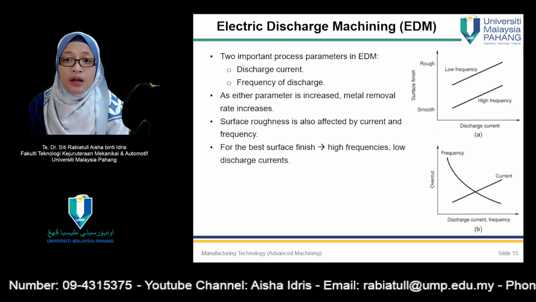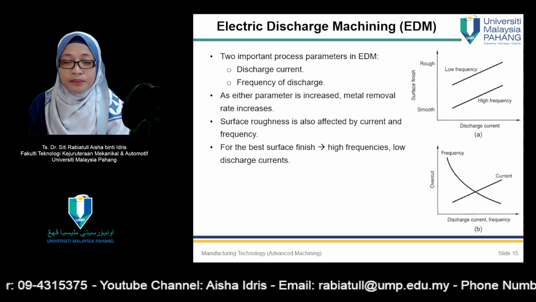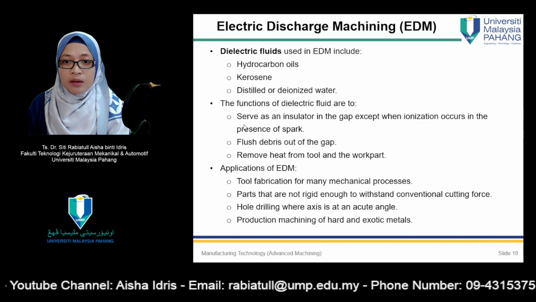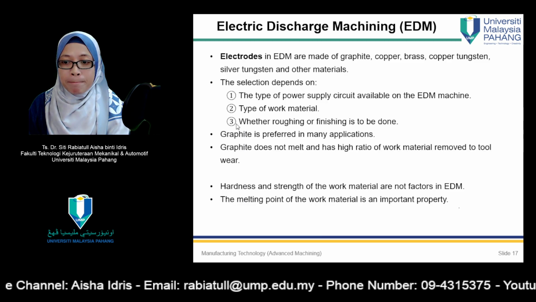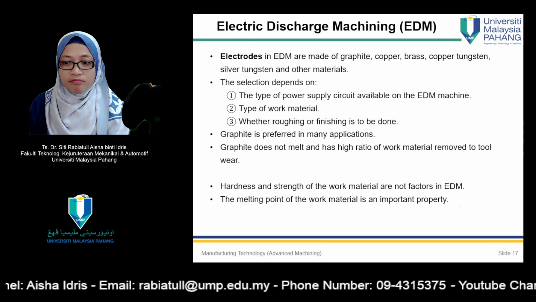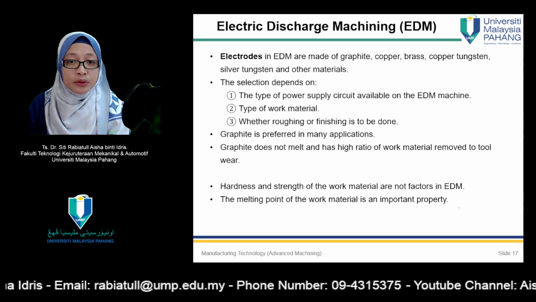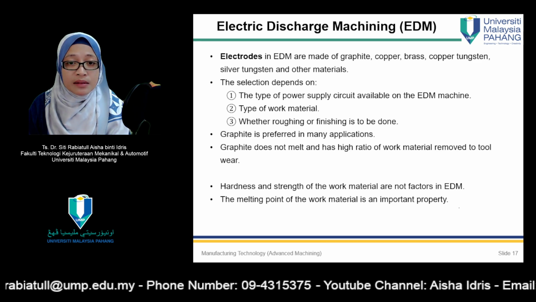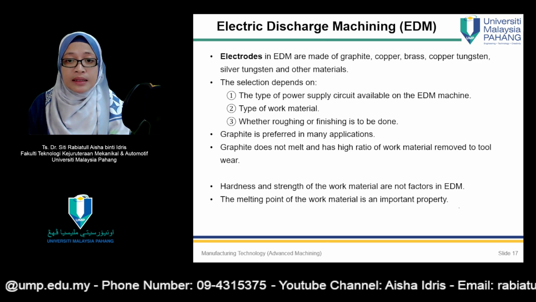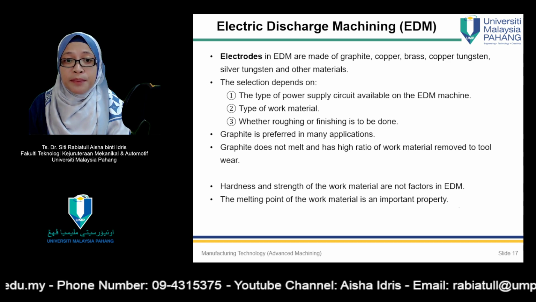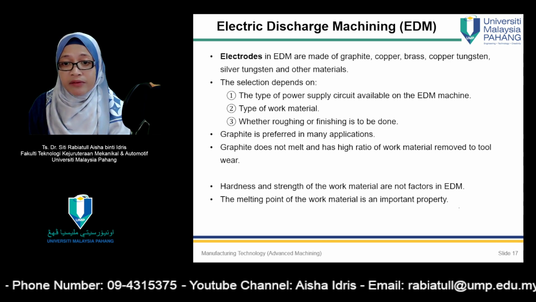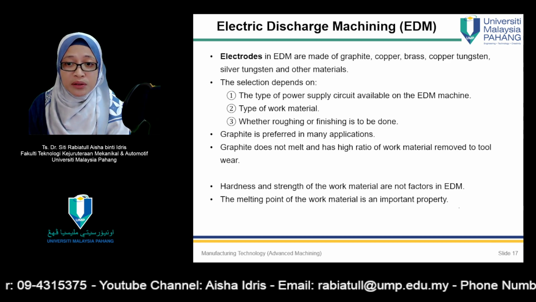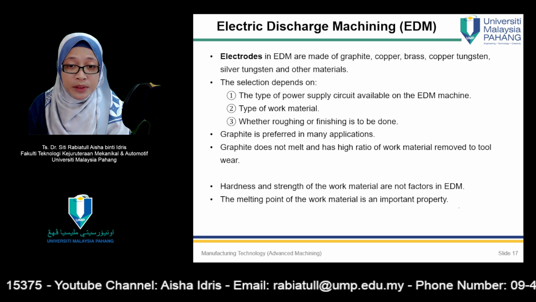Electrodes are made of graphite, copper, brass, copper tungsten, silver tungsten, and other materials. The selection depends on the type of power supply circuit available on the EDM machine, the type of work material that is to be machined, and whether roughing or finishing is to be done.